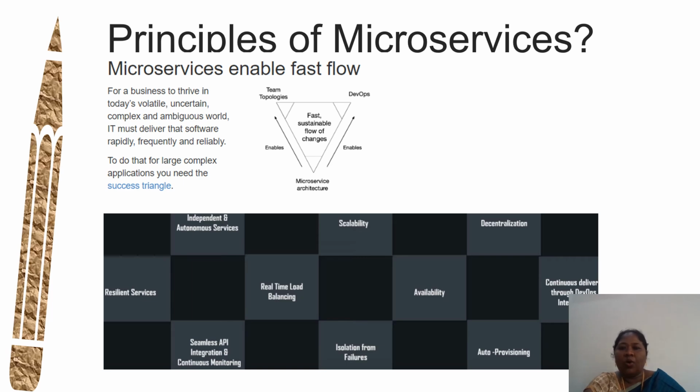And with the help of it, what are the benefits of microservices? Here you can see. You will get resilient services, independent autonomous services, real-time load balancing, scalability, availability, decentralization, continuous development, continuous delivery of your application with the help of DevOps integration and auto provisioning, isolation from failure, seamless API integration, and continuous monitoring. With all these, you can scale up, improve your business, extend your business, and extend the services to some other branches also.